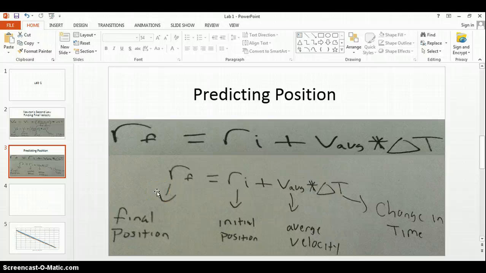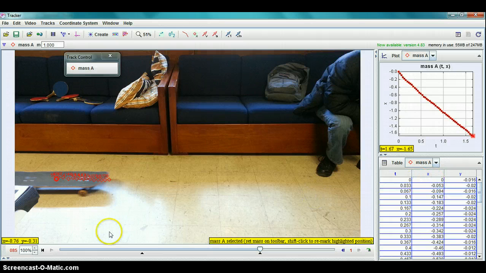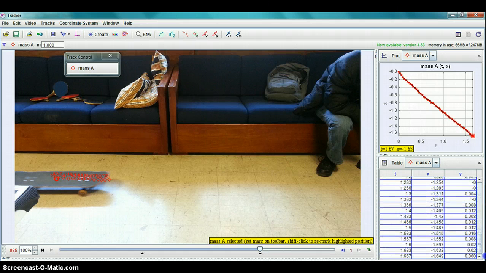To create a model, there is necessary information you need to get. We need the initial position, velocity average, and the change in time. We get initial position from our first x component, which in my case was 0. To find the average velocity, all we need is to take 2 points. I took my first 2 points and my last 2 points.